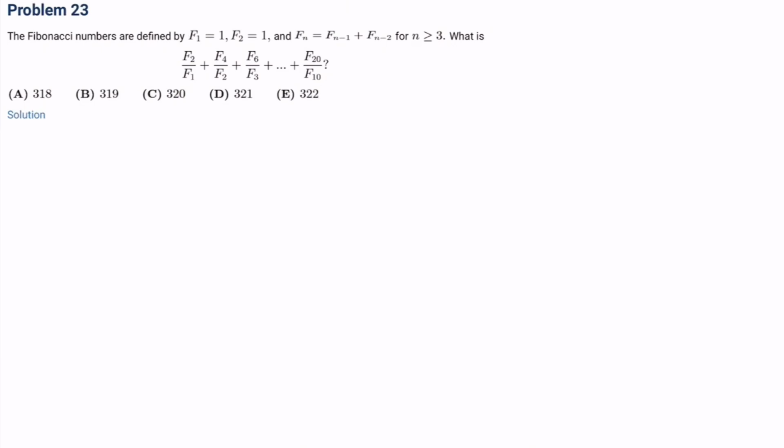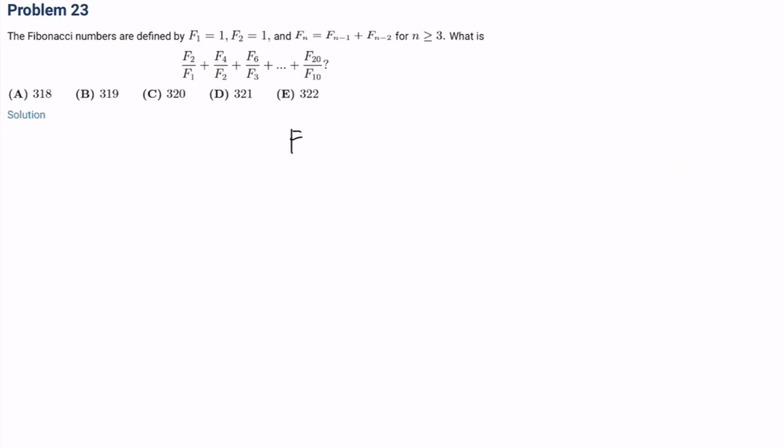Number 23, the Fibonacci numbers are defined by f1 is 1, f2 is 1, and fn is equal to fn minus 1 plus fn minus 2 for n is greater than or equal to 3, as we know. What is this? Okay, so what we're doing is finding patterns. Let's just try and write out the first Fibonacci numbers.